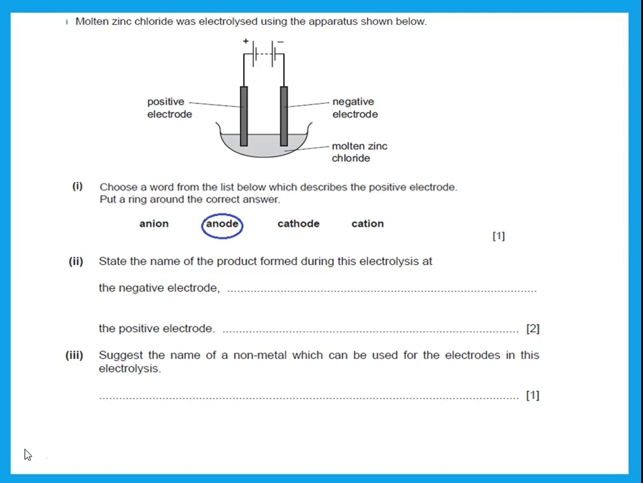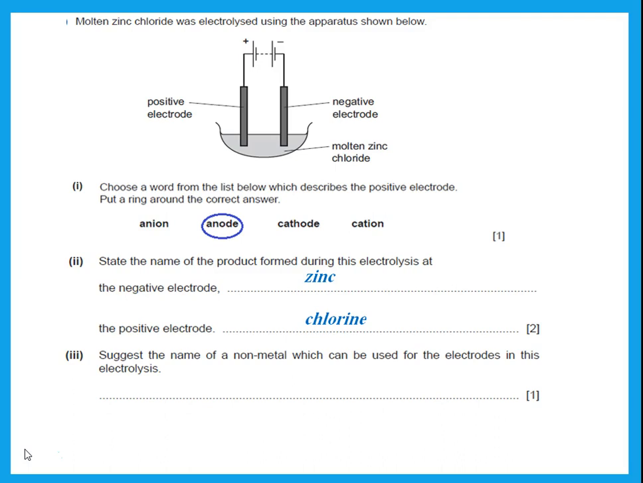State the name of the product formed during this electrolysis at the negative electrode. Again, what is he doing? He's doing electrolysis of molten zinc chloride. That means the zinc is the positive and the chloride is the negative. So which one goes to the negative? It is the zinc. Which one goes to the positive? It is the chloride, to form chlorine.